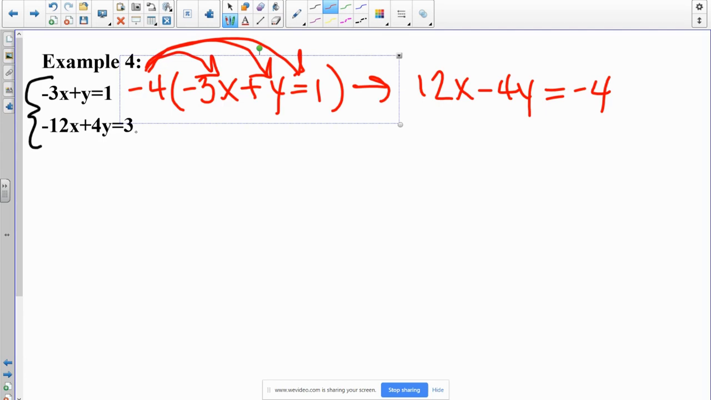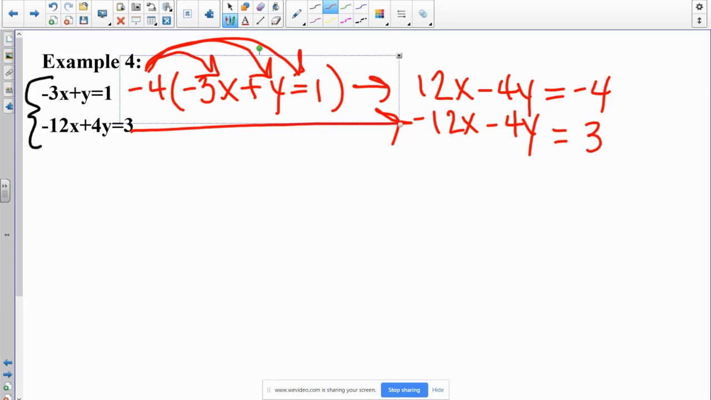And then I'm going to pull over the equation I haven't touched. So this is a -12x. This is a -4y. And this is a 3. Oops, sorry, that's a positive. I didn't pull it over right. So it's a -12x, a positive y, and a positive 3.